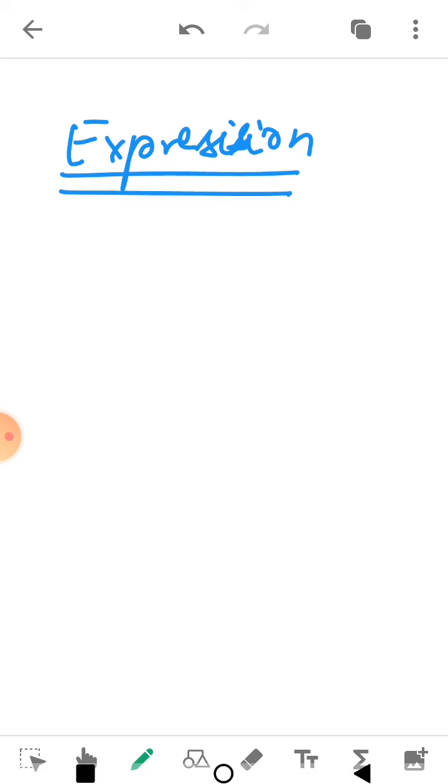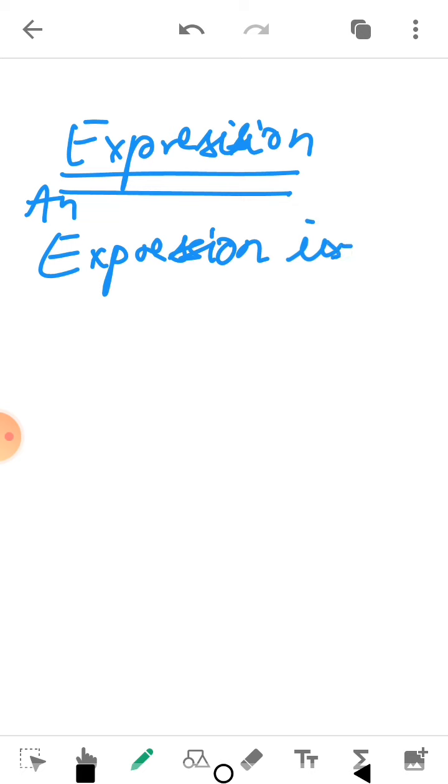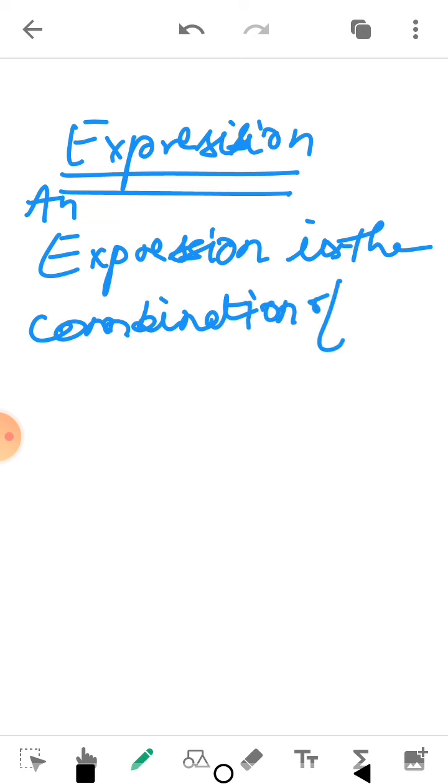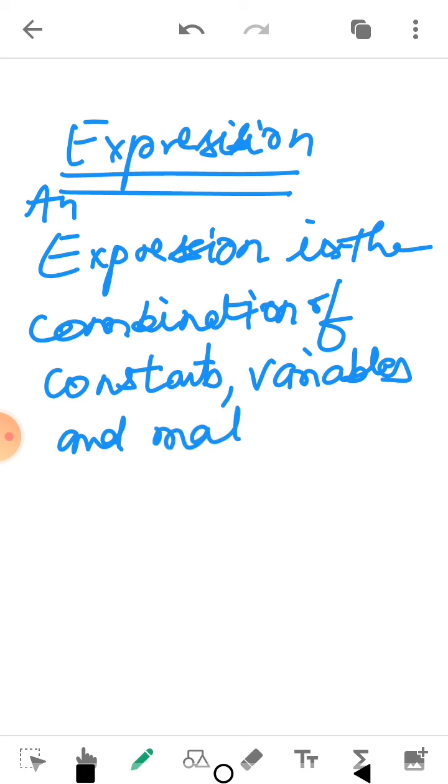Okay, what is expression? An expression is the combination of constant terms, constants, variables and mathematical signs.